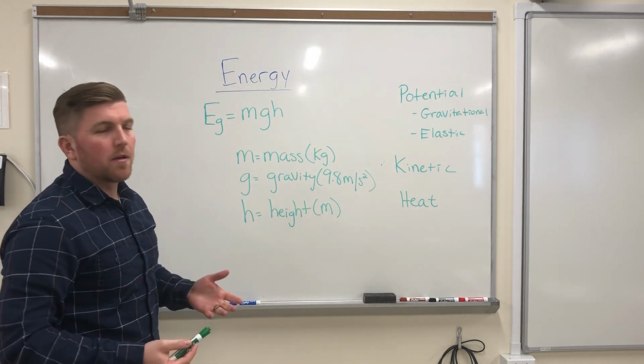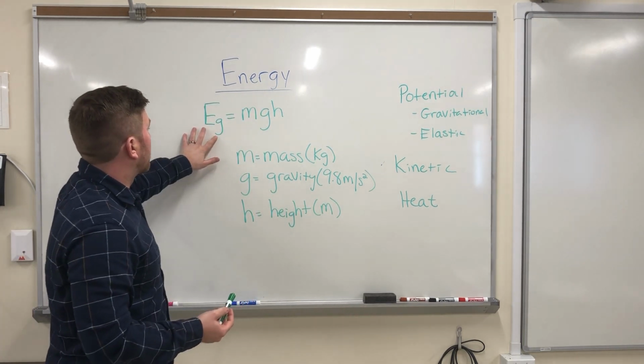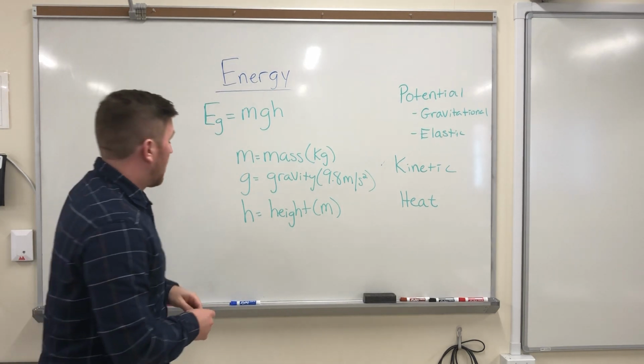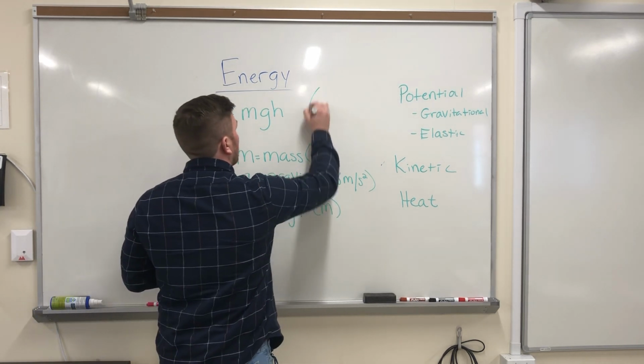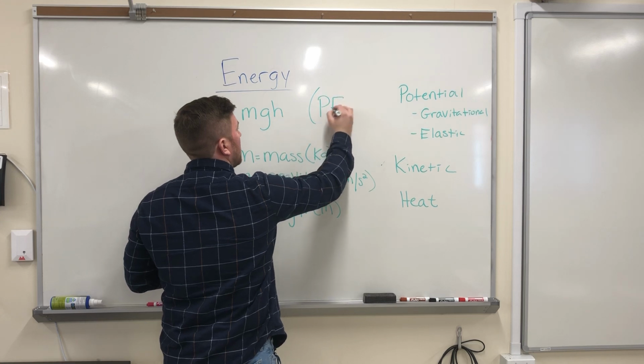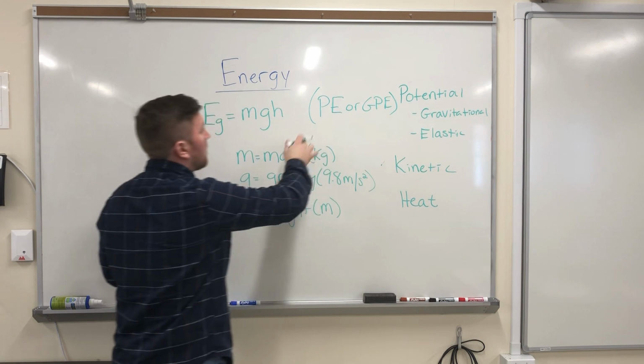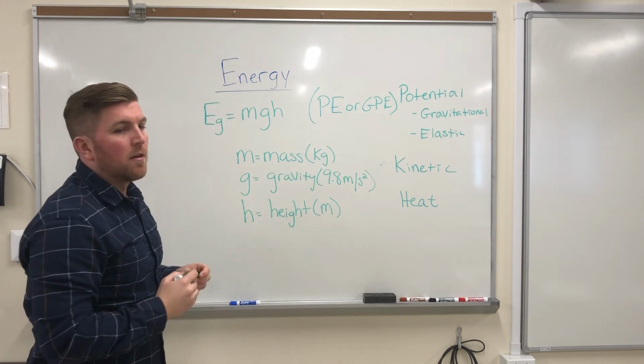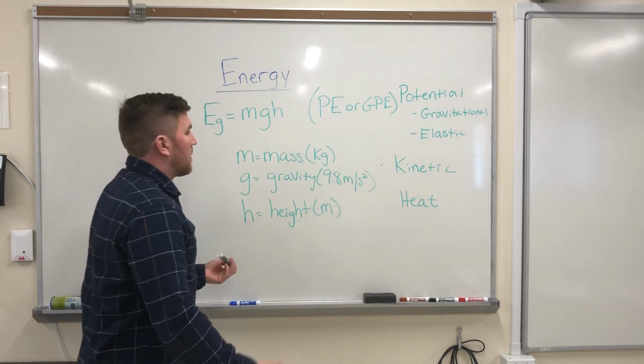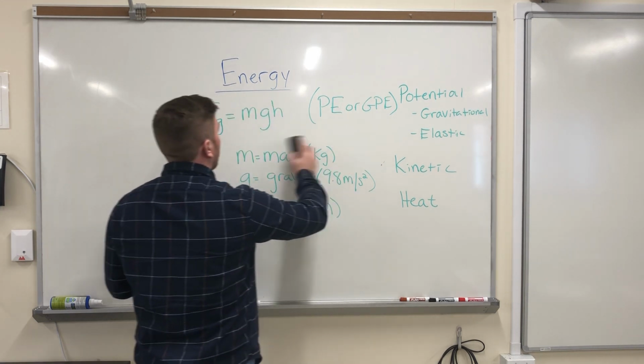So a pretty straightforward equation. I'm solving for gravitational potential energy. Other ways, you could also see this written as simply PE or GPE. Those all mean the same thing as EG. The way it's denoted is really a personal preference. Any of those are fine.